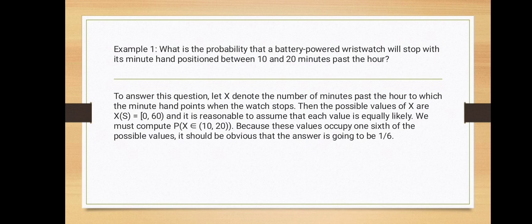To calculate the specific probability, we must determine the area of the shaded region in figure 4.4. For example, P(x ∈ [10, 20]) equals the area, which is (20 - 10)/60, which equals 1/6.